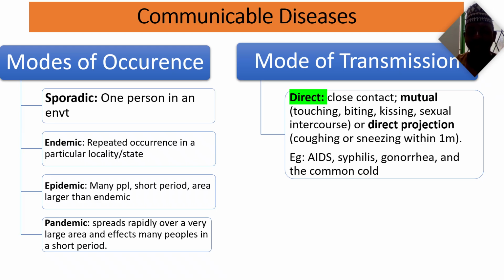Direct transmission involves immediate transfer of the disease agent through direct contact between the infected and susceptible individual. So this type of disease usually occurs through maybe mutual contact. Examples: touching, biting, kissing, sexual intercourse, etc.